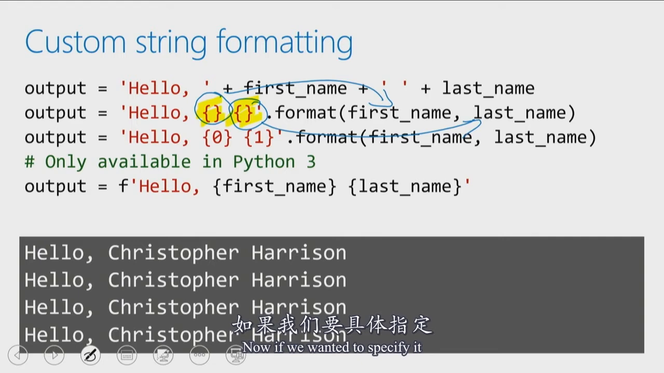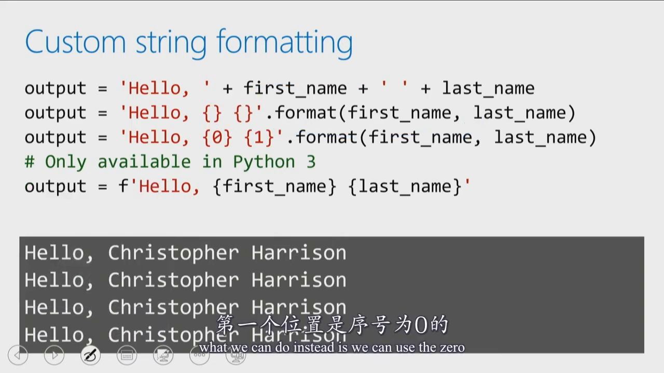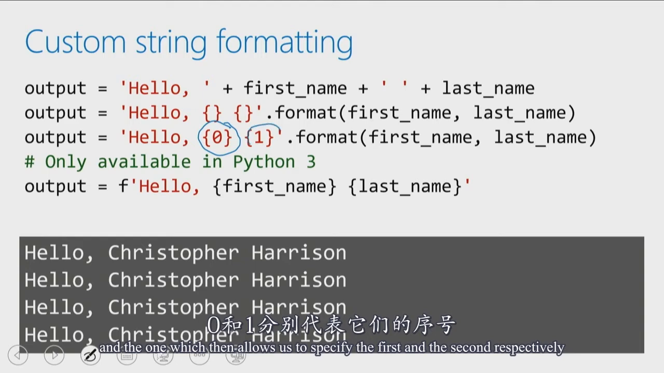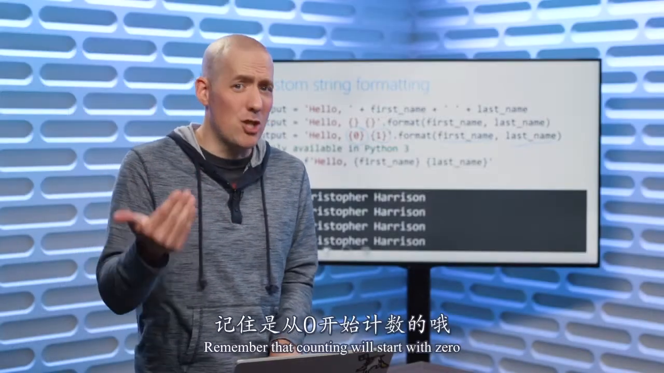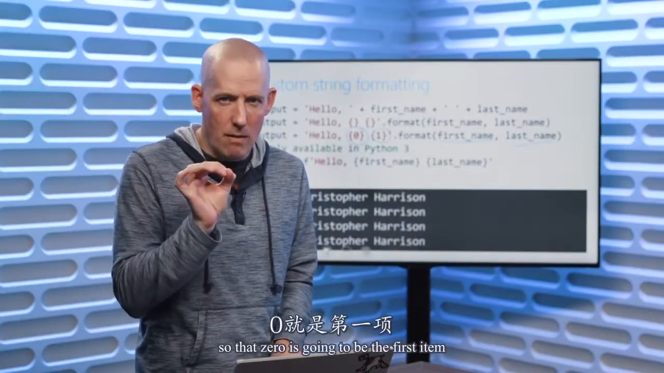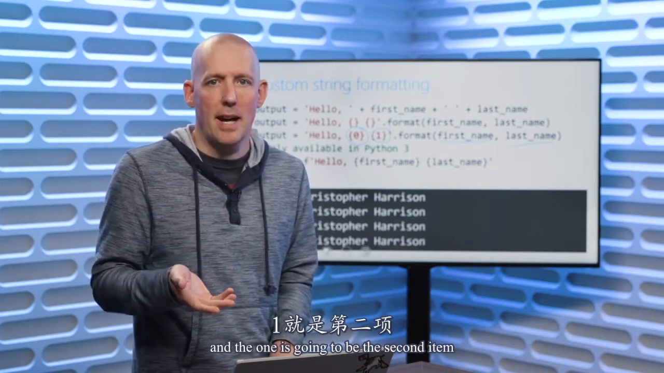Now, if we wanted to specify it, what we can do instead is we can use the 0 and the 1, which then allows us to specify the first and the second, respectively. Remember that counting will start with 0. So that 0 is going to be the first item, and the 1 is going to be the second item.